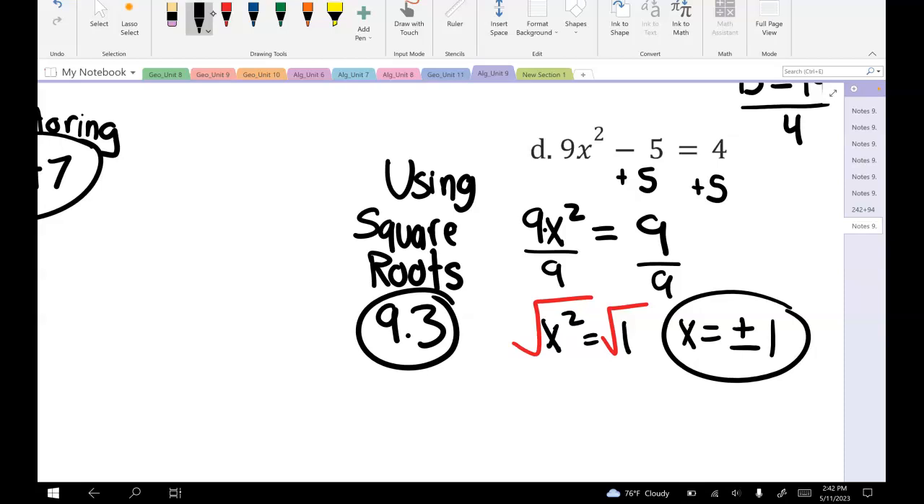So on your homework, big thing, make sure you're reading directions. The front page, it tells you which method to use, and on the back page, you can use any method you want. On the back page, if you're really struggling with what to use, remember quadratic formula works for everything. So that can kind of be your backbone if you don't know what to do. Use quadratic formula.